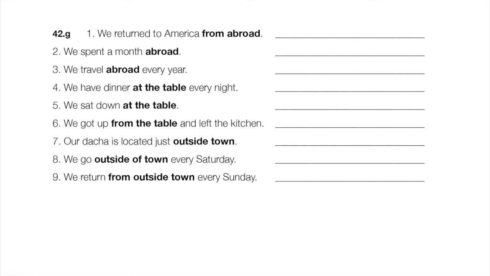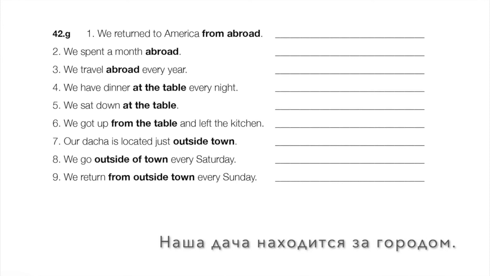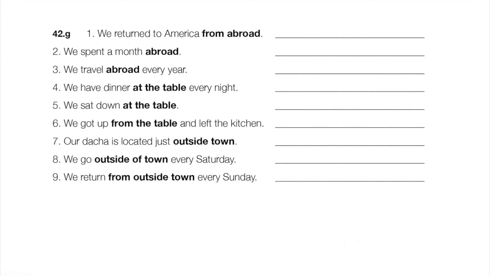6, we got up from the table, out from behind the table, literally. Мы встали из-за стола и вышли из кухни, right? We left the kitchen. Again, that verb выйти is not something we've had. I should probably change that example. But again, the main thing here is мы встали из-за стола. 7, our dacha is located outside town, or just outside town. Наша дача находится за городом, or again, за городом. I think you usually hear that. За городом with the stress shifting to the preposition.